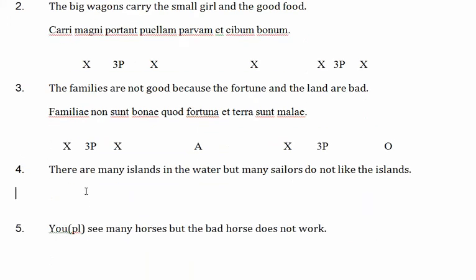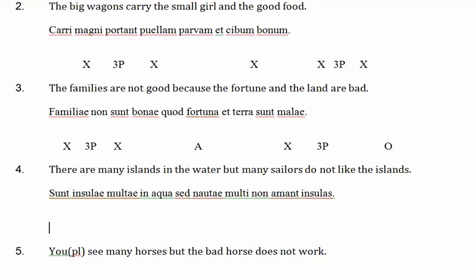So now translating, so there are simply sunt. Many islands, I'll start with my noun to make sure this agrees. So sunt insulae multae, a nominative plural, in aqua, ablative, but many sailors. Now this one's tricky because it's nautae, but this is where it's going to be different. Nautae is masculine, and so since it's masculine, my adjective will be second declension. So notice how these are different. Those are different, so highlight that. It's because nautae is masculine. Do not like, non amant, the islands, insulas.